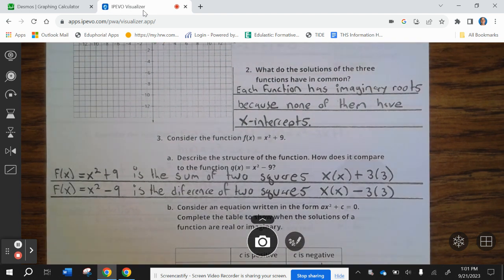Consider the function f of x equals x squared plus 9. Describe the structure of the function. How does it compare to the function g of x equals x squared minus 9? f of x equals x squared plus 9 is the sum of two squares, x times x plus 3 times 3. f of x equals x squared minus 9 is the difference of two squares, x times x minus 3 times 3. All right, go ahead and finish it up.